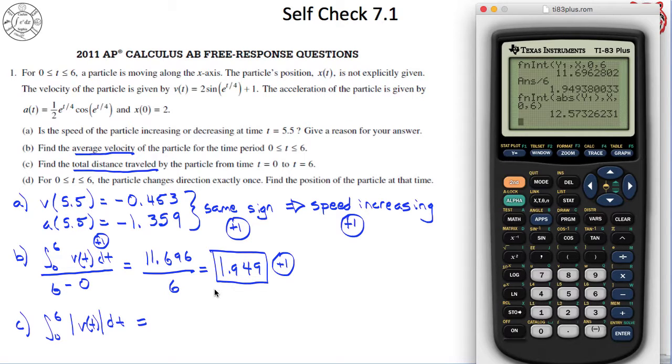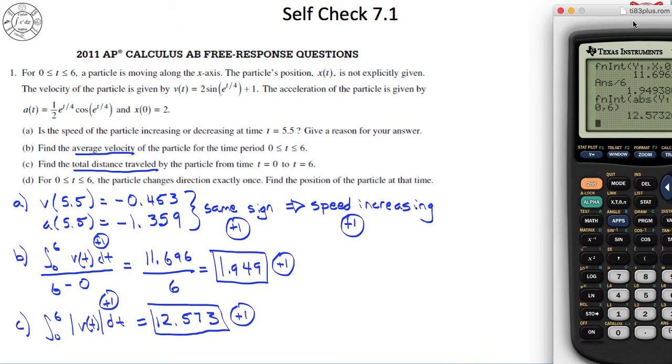So I got 12.573, and that is the answer. So 12.573, how do you score this thing? If you did absolute value with the integral, give yourself a point. And if you got the answer, give yourself another point. You'll notice we are up to 1, 2, 3, 4, 5, 6, 7, I think. No, we're at 5. We're up to 6. Sorry, there are 6 of these.